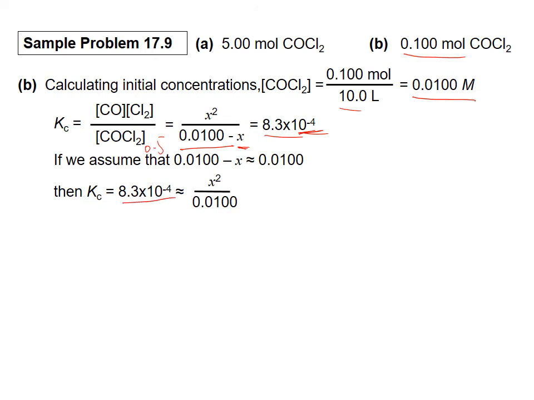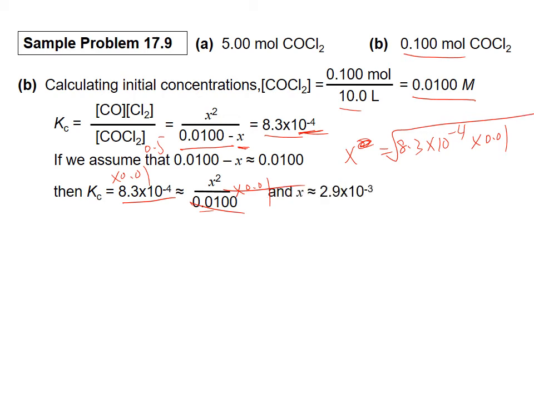And so Kc equals x squared divided by 0.01, and just like the last question, we multiply by 0.01 on both sides, so these cancel each other, and you get x squared equals 8.3 times 10 to the minus 4 times 0.01. Therefore x is the square root of this, and you get x equals 2.9 times 10 to the minus 3. So we solve for x, and we put it back into the table to solve for the equilibrium concentrations.